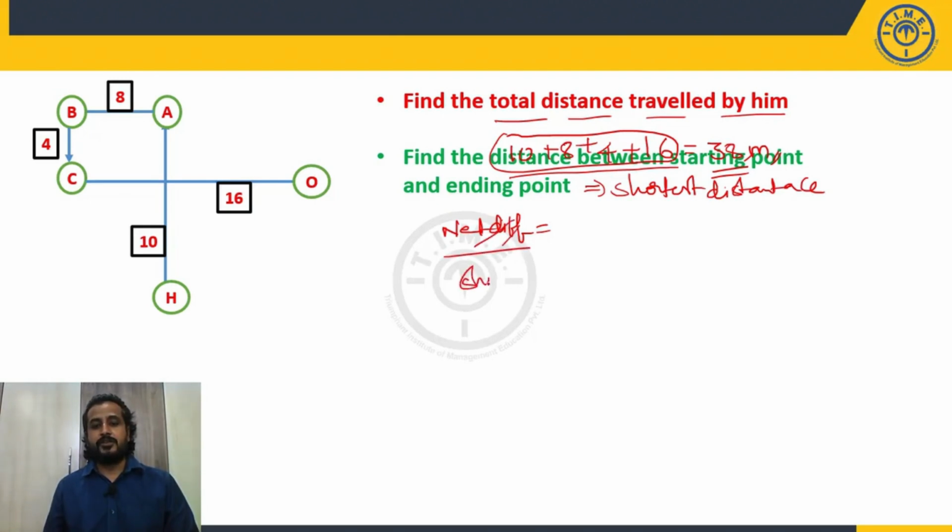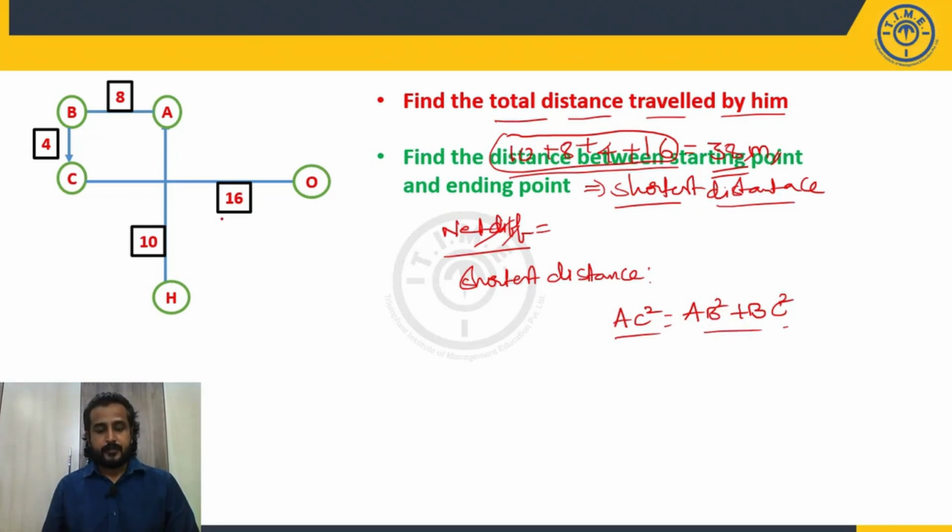So how do we find the shortest distance? It is simple, by applying the Pythagoras theorem. What is that? AC square is equal to AB square plus BC square. So to find the shortest distance, we are going to apply this. So when they ask to find the distance between the starting point and ending point, you should try to identify the shortest distance between them.